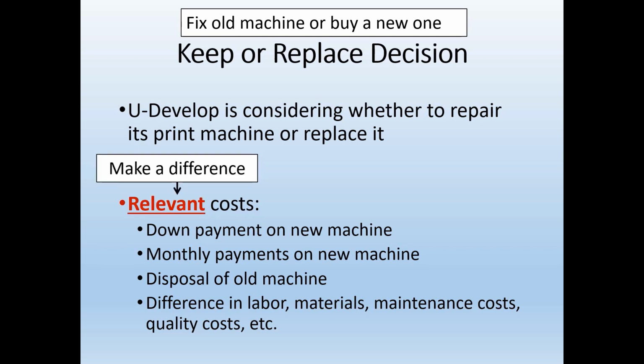Relevant costs of buying a new machine would include the down payment on the machine and the subsequent monthly payments on the new machine, the disposal of the old machine, although the cost of the new machine would be reduced by any salvage value on the old machine, and any difference in the cost of labor or materials or maintenance or quality costs that would occur from using the new machine.